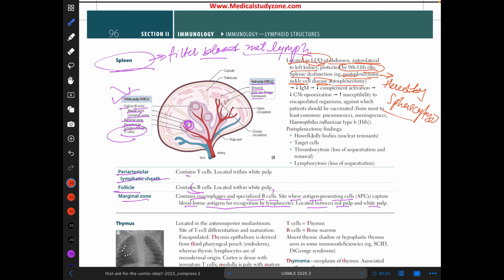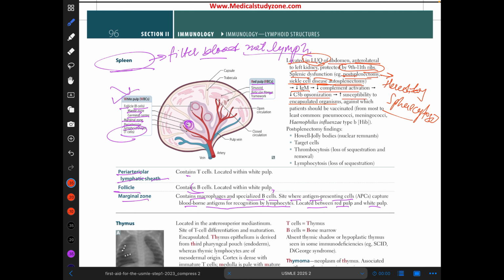Sickle cell disease, what is going to happen in sickle cell? All the RBCs are abnormal. The spleen is doing overwork. Due to overwork and removal and destruction of a lot of RBCs, it will go to auto-splenectomy, auto-dysfunction. And by the way, there will be a decrease in IgM, decrease in complement activation, decrease in C3b opsonization, and there will be an increase in susceptibility to encapsulated organisms.